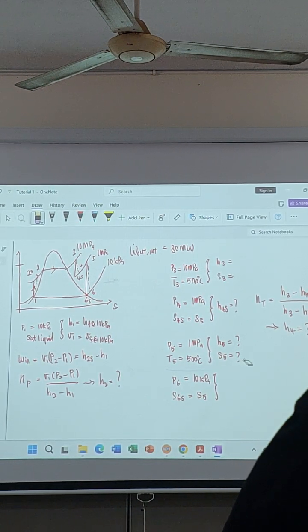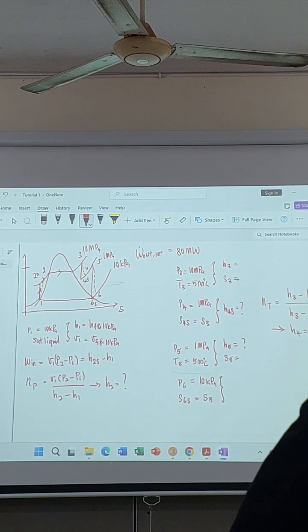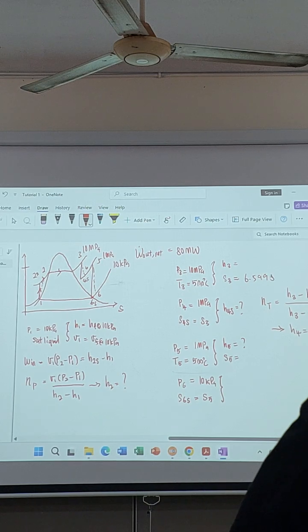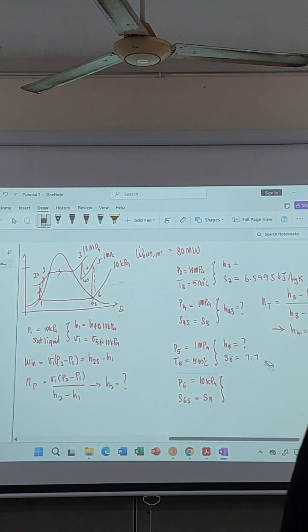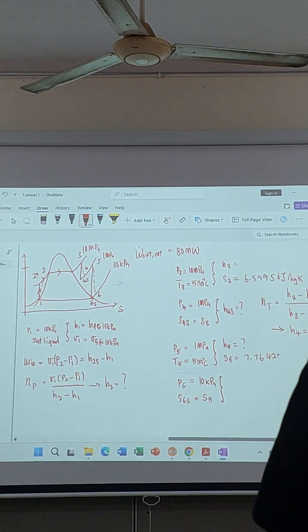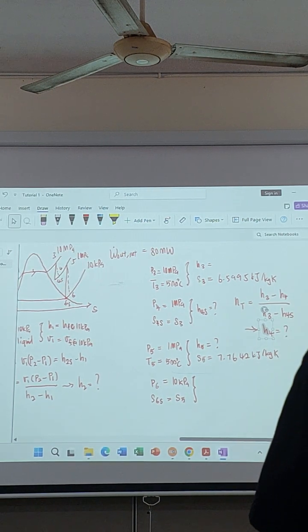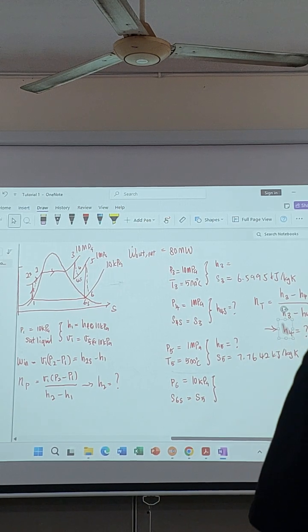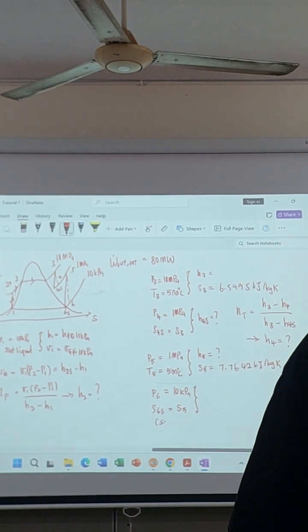okay, let me just write out the value here. Okay. So S3 is, yeah, it's just for the comparison purpose. Then S5 is, so if you use this S5 value at 10 kilopascal, you will see that this is actually a mixture.